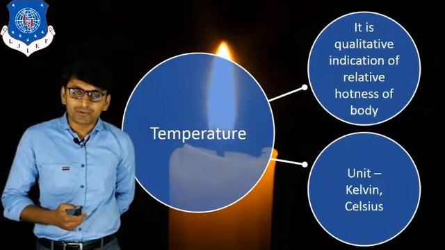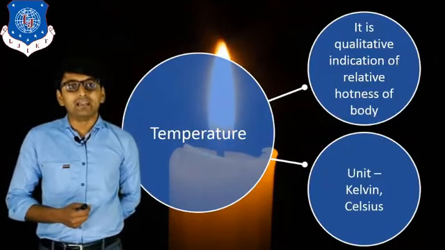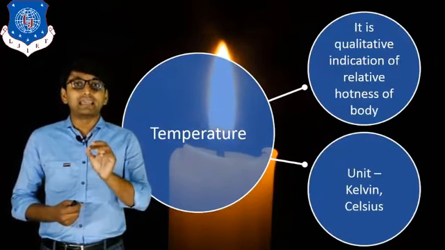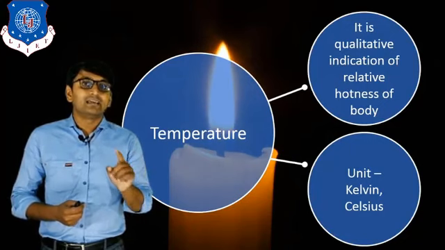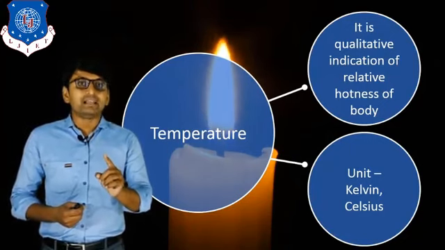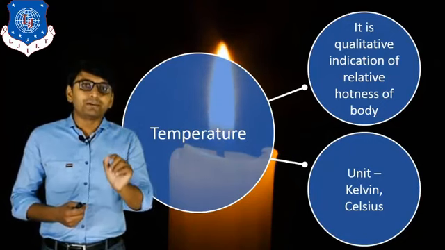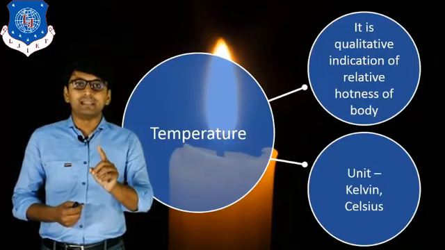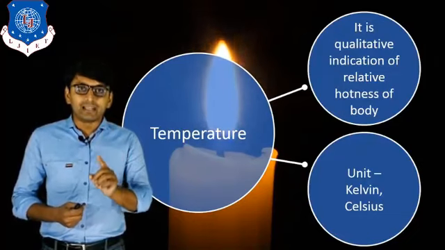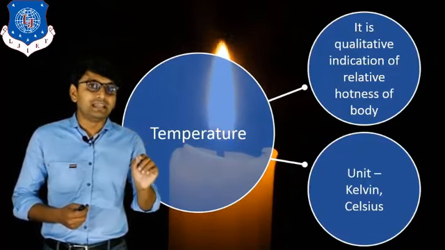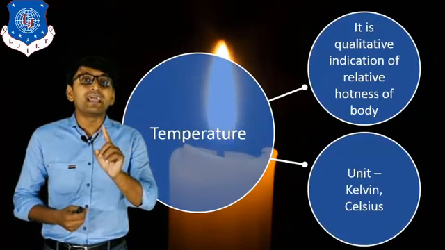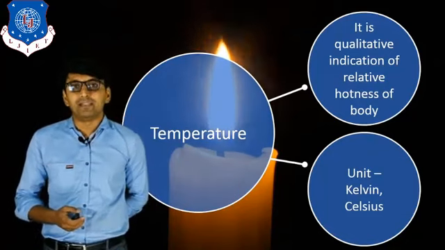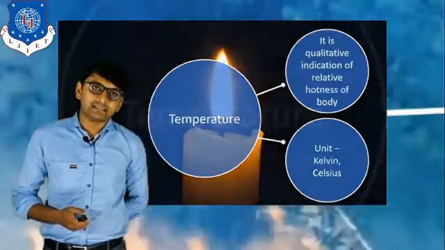And the unit of temperature is Kelvin and Celsius. The relationship between Kelvin and Celsius is that Kelvin is equal to Celsius plus 273. For example, if there is 20 degree Celsius, then 20 plus 273 is equal to 293 Kelvin. So this is the relationship between Kelvin and Celsius.